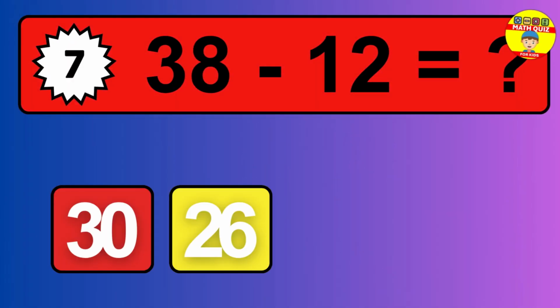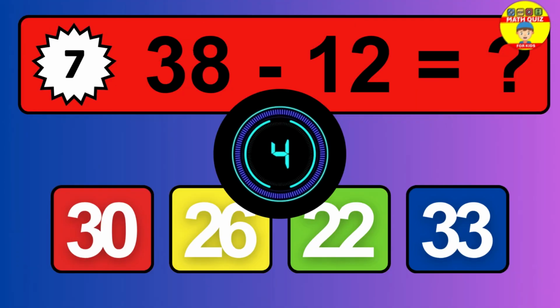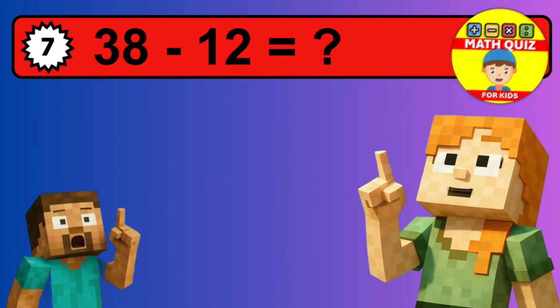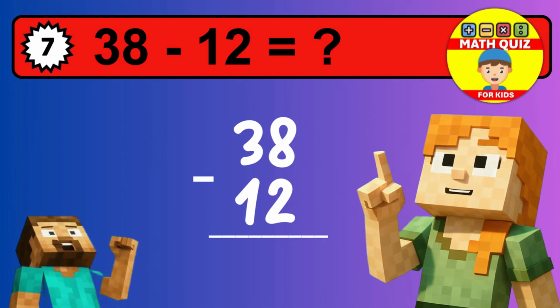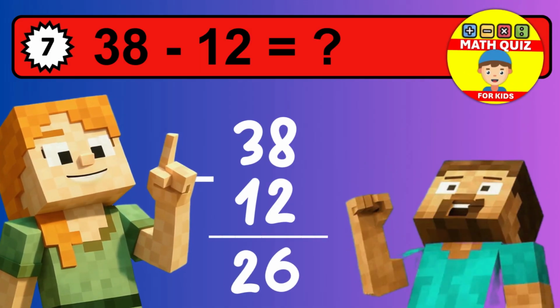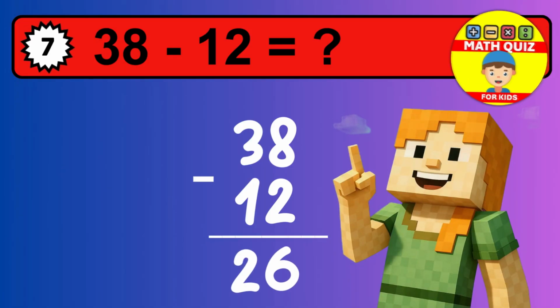What is 38 minus 12? Time to think. Let's solve this step by step. We start with the units. 8 minus 2 is 6. Then we go to the tens. 3 minus 1 is 2. The final answer is 26.